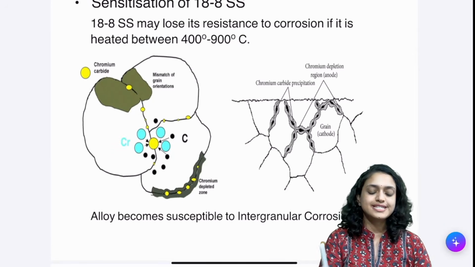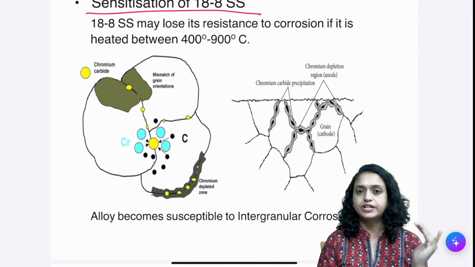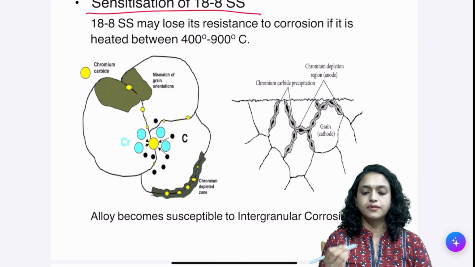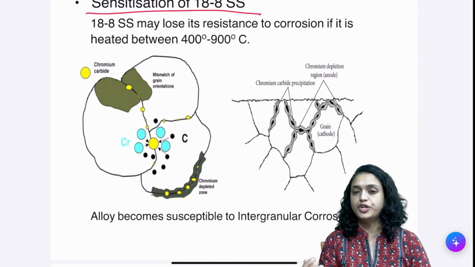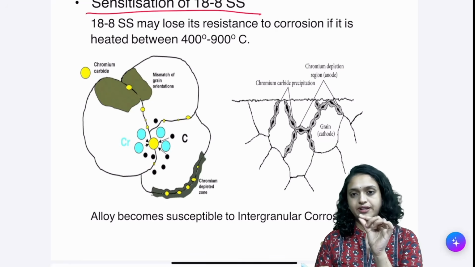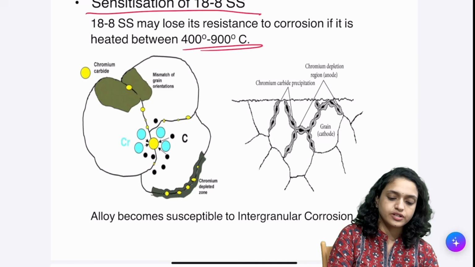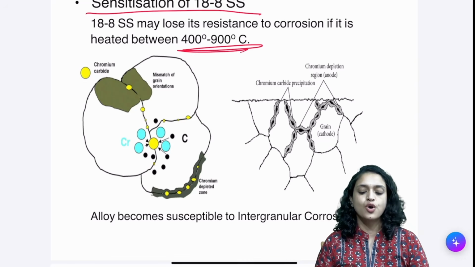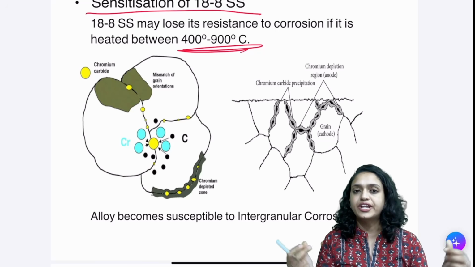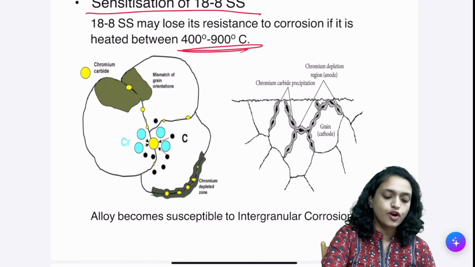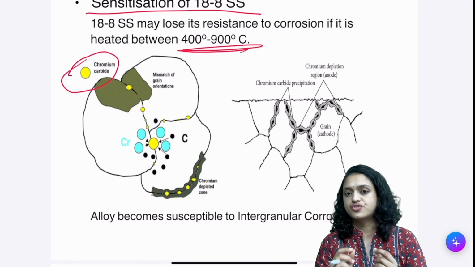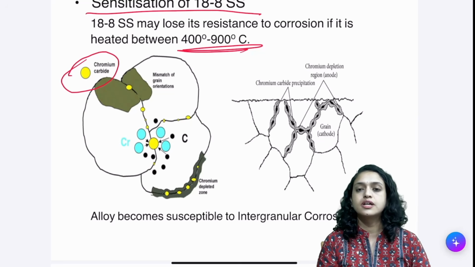The next topic I told is the sensitization of 18-8 stainless steel, which I mentioned a little bit back. Excess amount of carbon in stainless steel: what happens is when the stainless steel is heated, usually during soldering or welding, you directly heat the solder and the material together. When the temperature rises to 400 to 900 degrees, the carbon gets released and it reacts with the chromium in the stainless steel and forms something called chromium carbide.